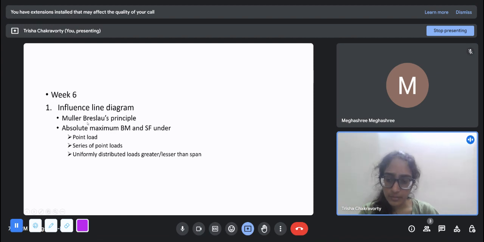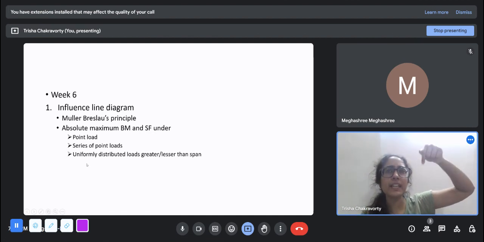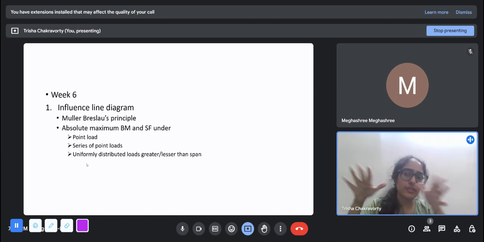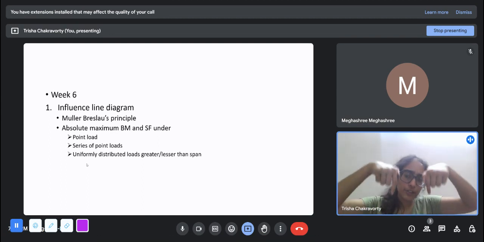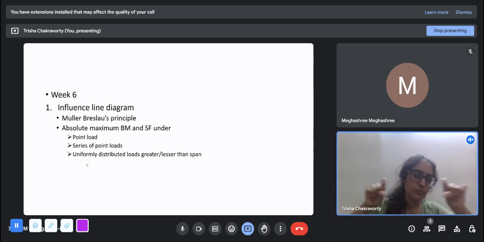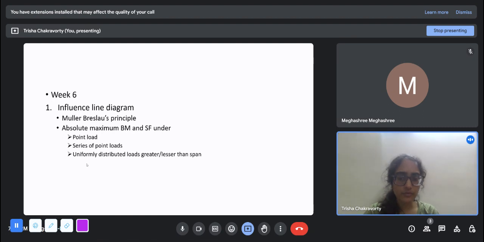We saw the Muller-Breslau principle that gives a qualitative influence line diagram, and how to find the absolute maximum bending moment and shear force under point load series. A point load can be anything, for example, a pedestrian walking, which we can idealize as a point load. A series of point loads is, for example, when a truck or a car moves, as they have several sets of wheels. A car has two sets of wheels, so if it moves along the bridge, it will have two point loads moving. And uniformly distributed loads, which we denote by w, have the unit of Newton per meter. So when a length of uniformly distributed load moves along the structure, how do we find the bending moment and shear force for that?